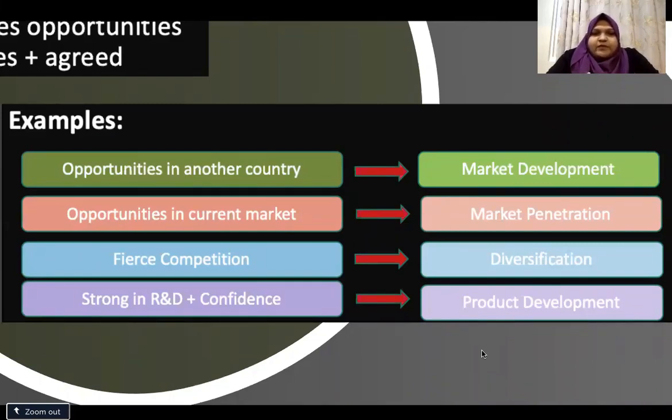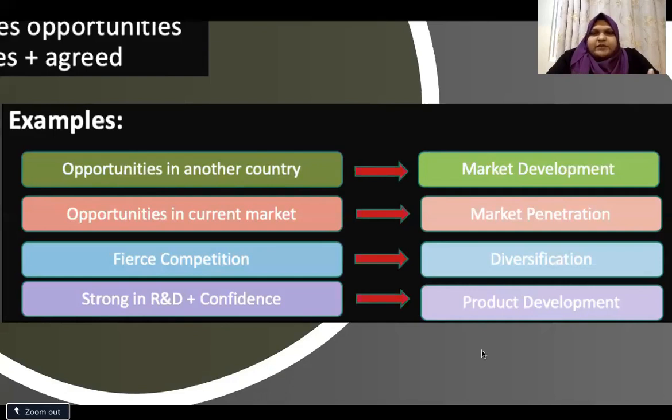And let's say the company is faced with fierce competition, a lot of substitute goods around. So basically, there's no way you can get more demand. Well, that's your chance for diversifying. Go into another industry and sell a new product to a new set of customers. If the company is very strong in resources and they have a lot of money they can spend on research and development, then you can produce new products.